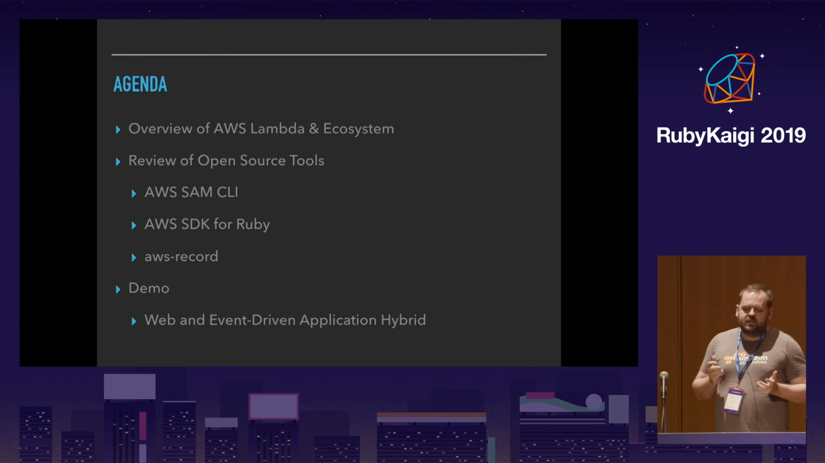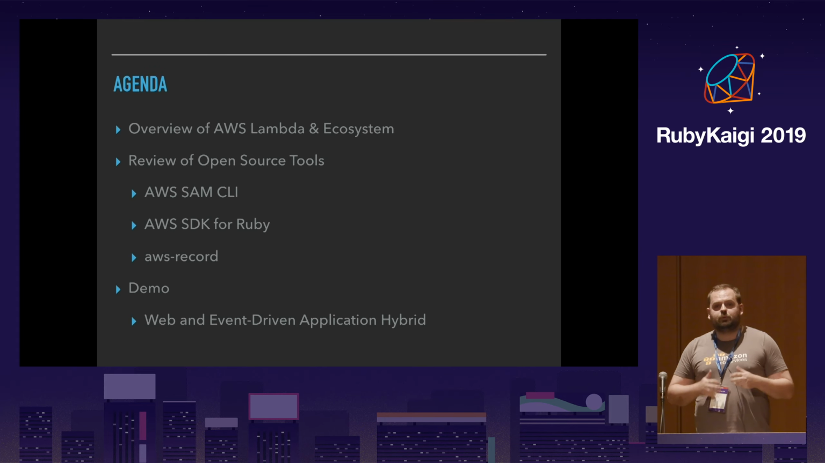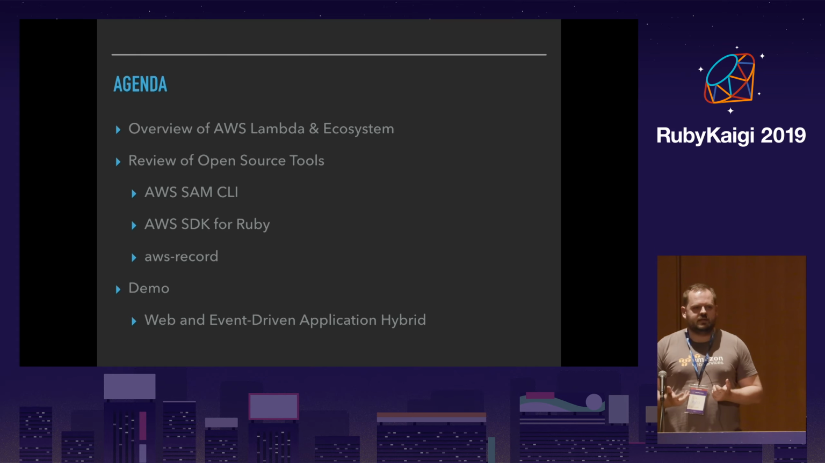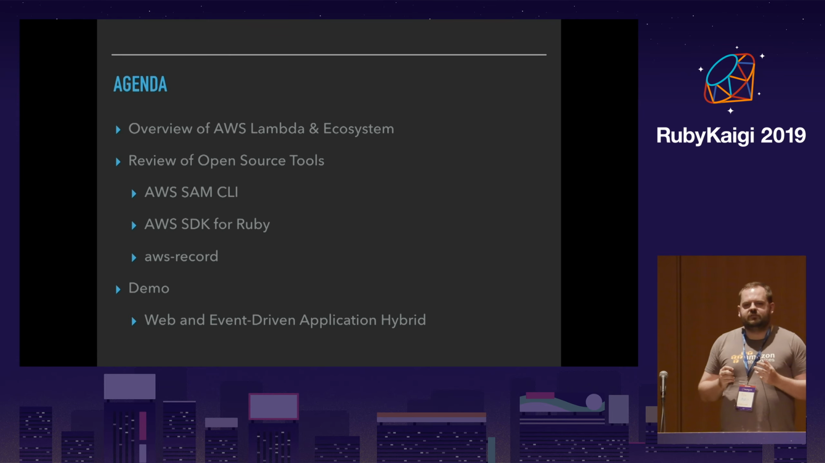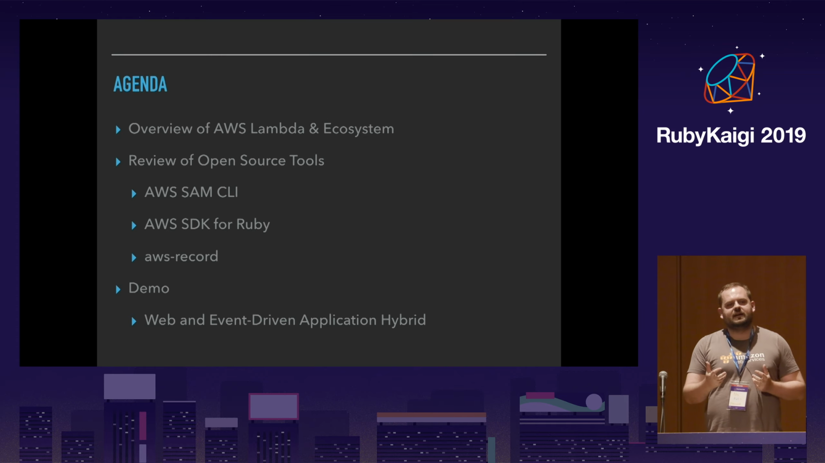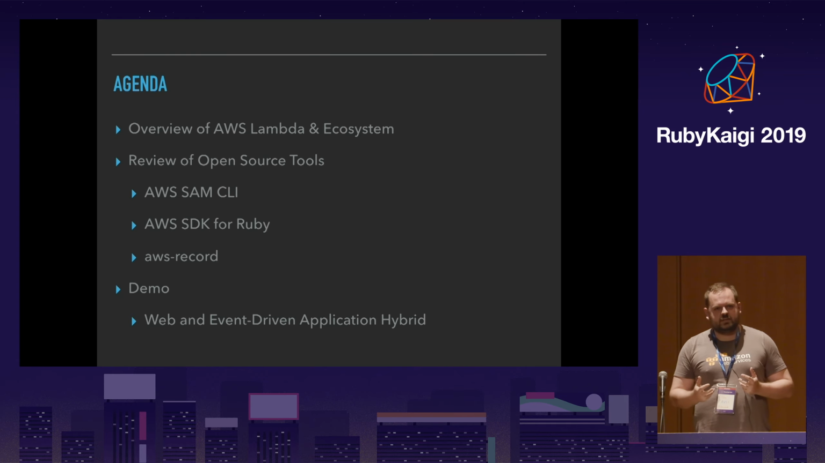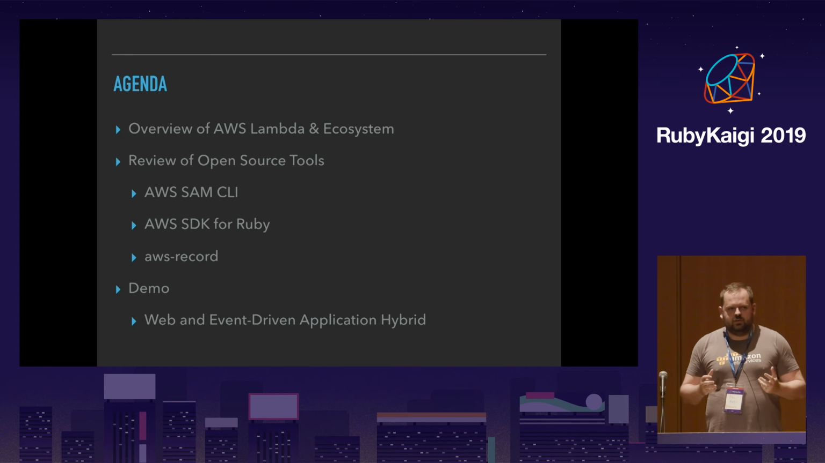All right, so what we're going to cover today is a brief overview of what AWS Lambda is and the ecosystem that we have around it for building things. We're going to talk about a number of open source tools that we own within AWS, such as the SAM CLI, the AWS SDK for Ruby, and the AWS Record library for DynamoDB. And we're going to do a demo of an application that's a hybrid of both web APIs and event-driven functions to show the power of what we can do with very little code and configuration.